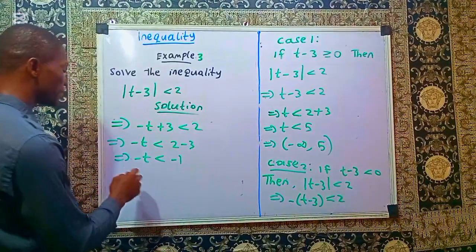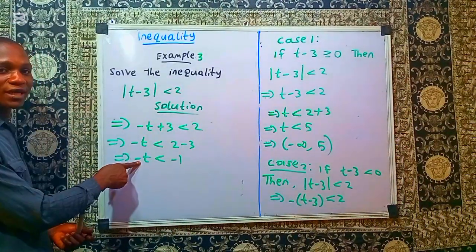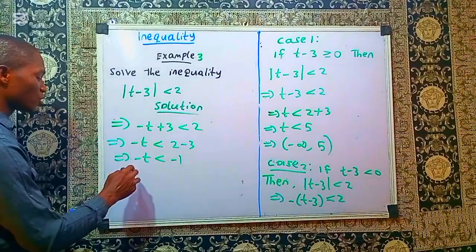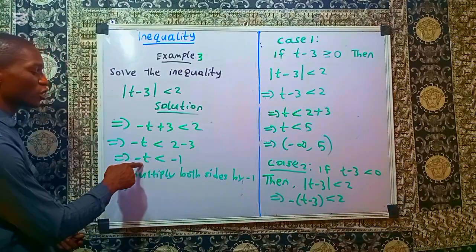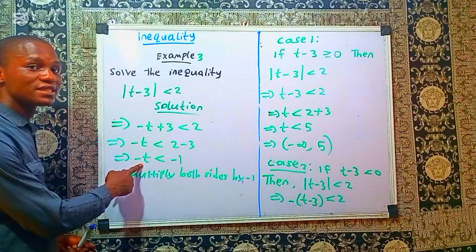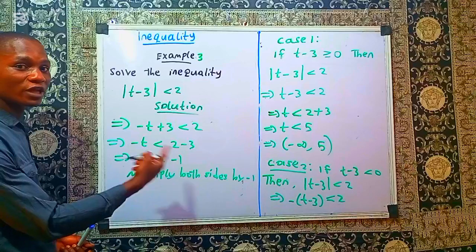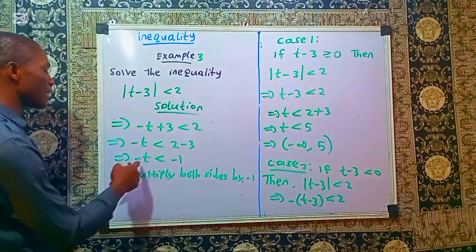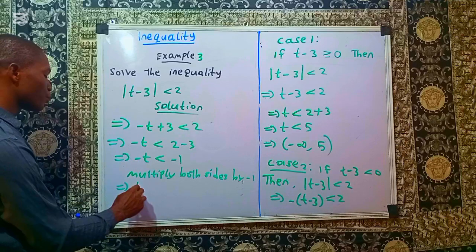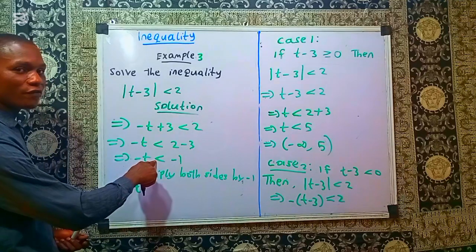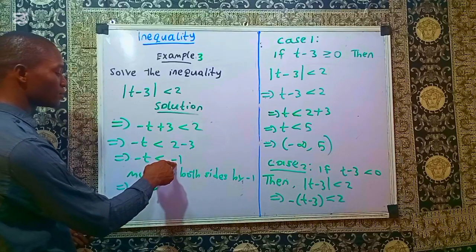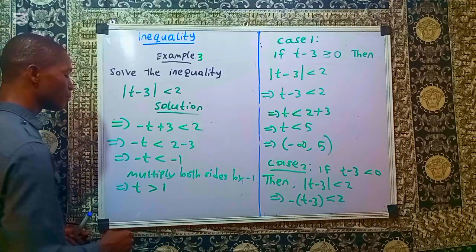So you are going to multiply both sides by what? I want to clear this negative at t. So let me multiply both sides by minus 1. If you multiply both sides of an inequality by a negative quantity, the inequality will reverse, right? So minus 1 times minus t will be positive t, and the inequality reverses from less than to greater than. Then minus 1 times minus 1 gives positive 1.